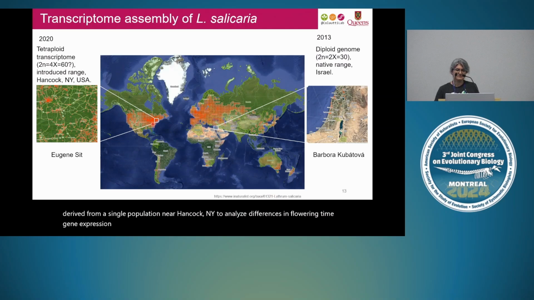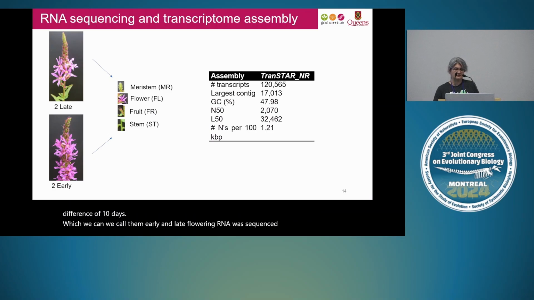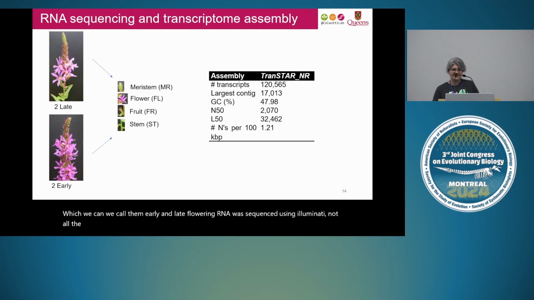The transcriptome was assembled using a draft genome of the diploid individual from the native range as a reference. RNA was extracted from the 4 plants and 4 tissues per plant with a flowering date difference of 10 days, which we call early and late flowering. RNA was sequenced using Illumina reads. Not all the samples made it to the end. The RNA extraction process was very difficult due to all the polysaccharides and other compounds in the samples.